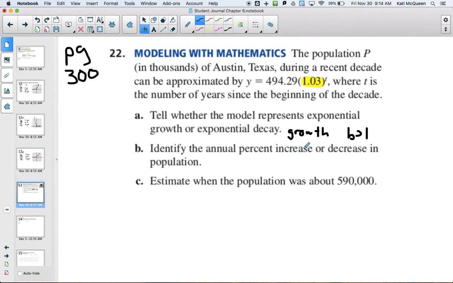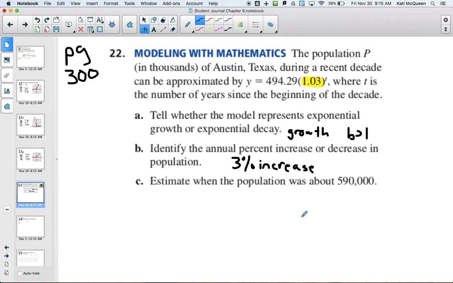So they say identify the annual percent increase or decrease. I know it's an increase because it's growing. So what I want to look at is if my base were just 1, that would not be growing at all. It would be staying the same. I want to look at the part that's above 1. So the 0.03, in other words, a 3% increase. So all I'm looking for is how far above 1 this is. So 0.01 is 1%. So if it would have been 0.05, my increase would be 5%, and so on.